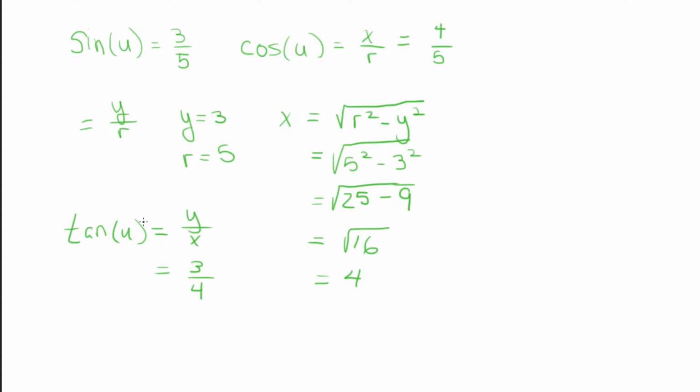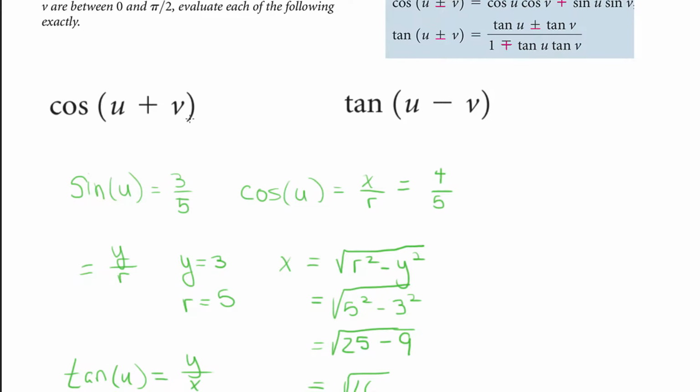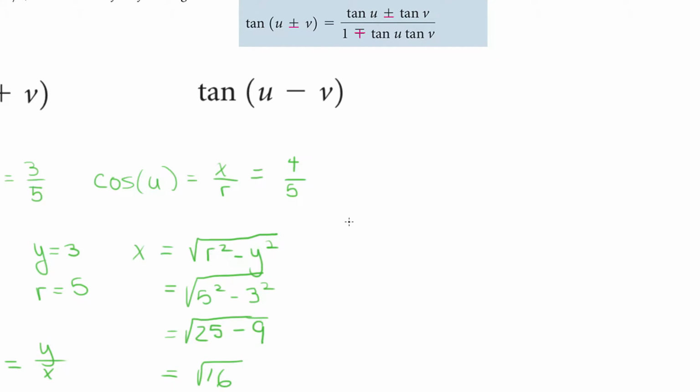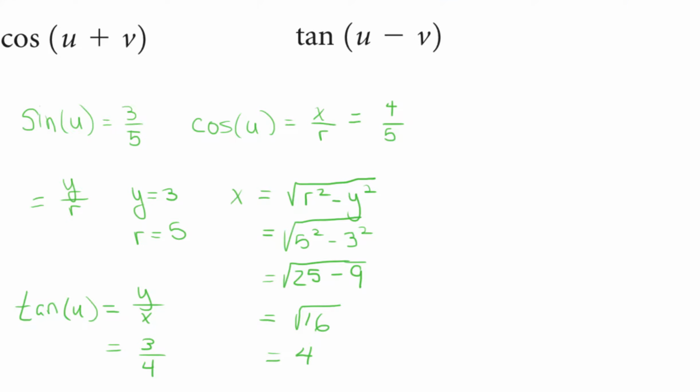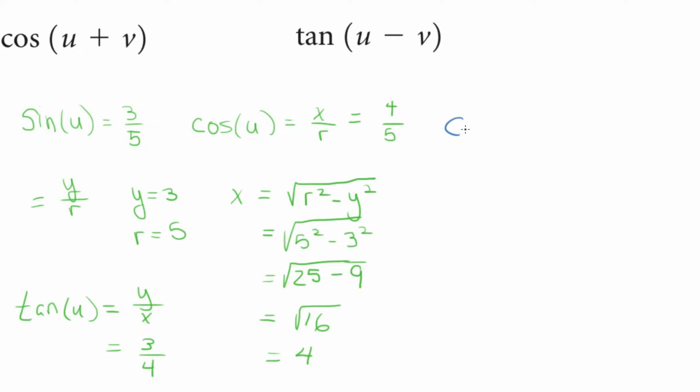Now, we just found all the necessary information for sine of u, cosine of u, and tangent of u. But we also have to find cosine of v and tangent of v. We use the same procedure. So let's find cosine of v. Let me use a different color. Well, sine of v equals 4 over 5, which is y over r.